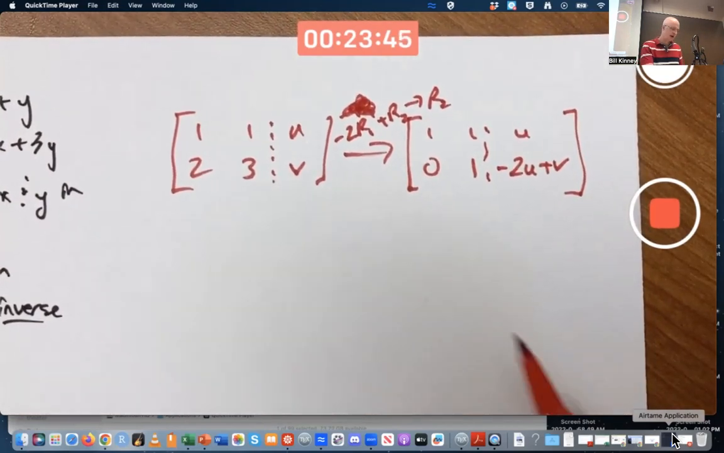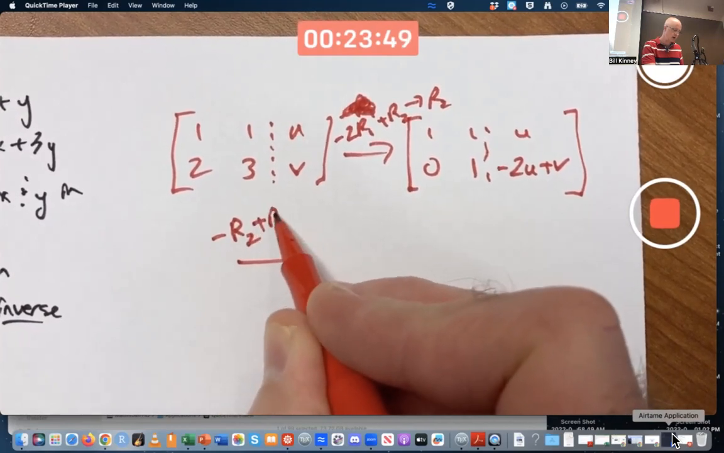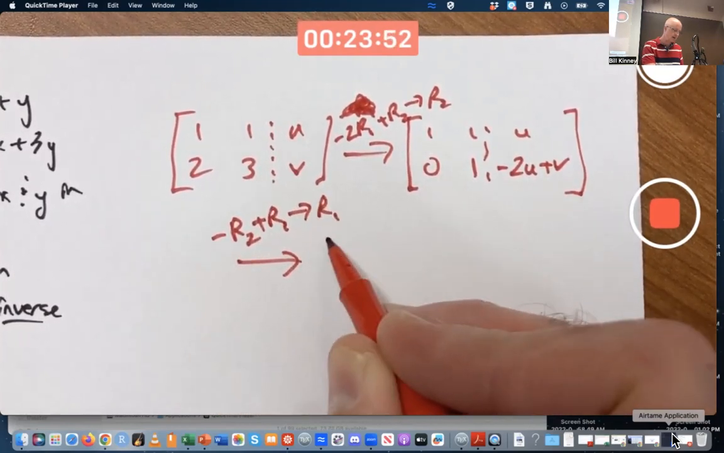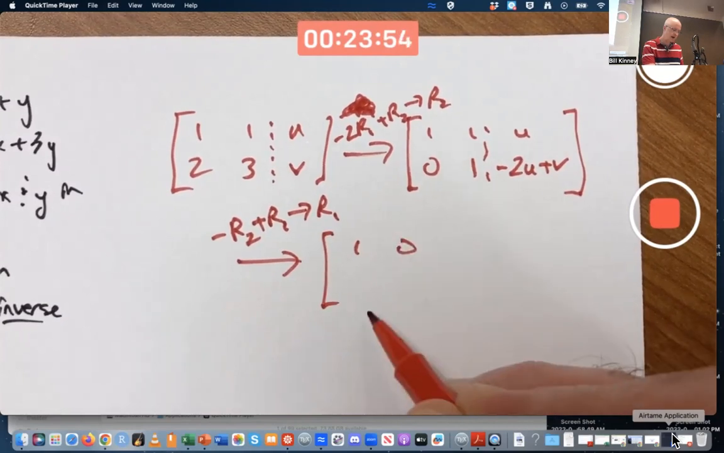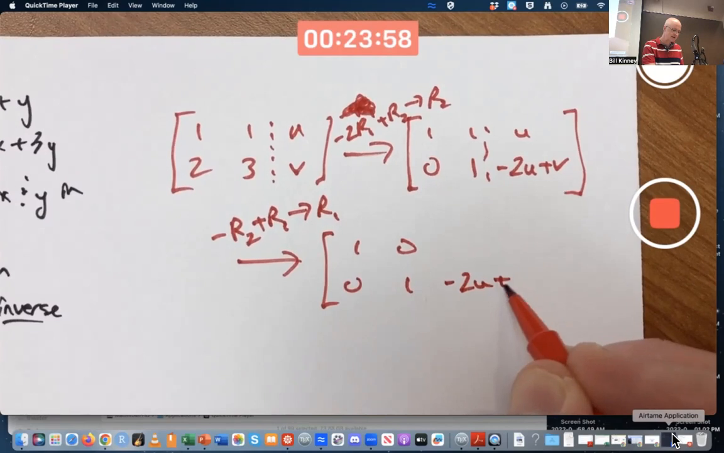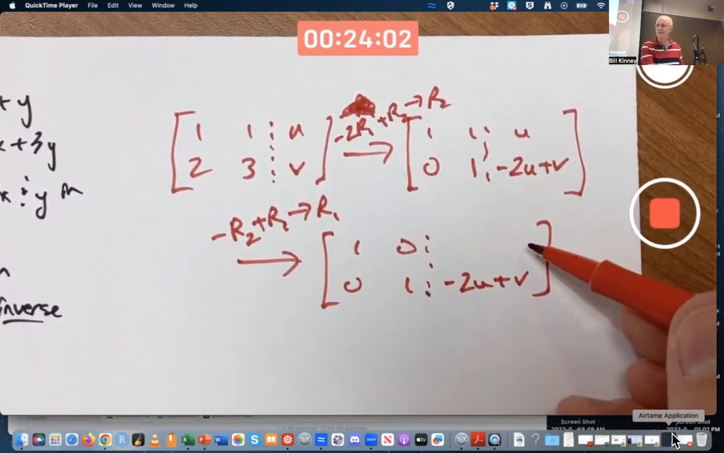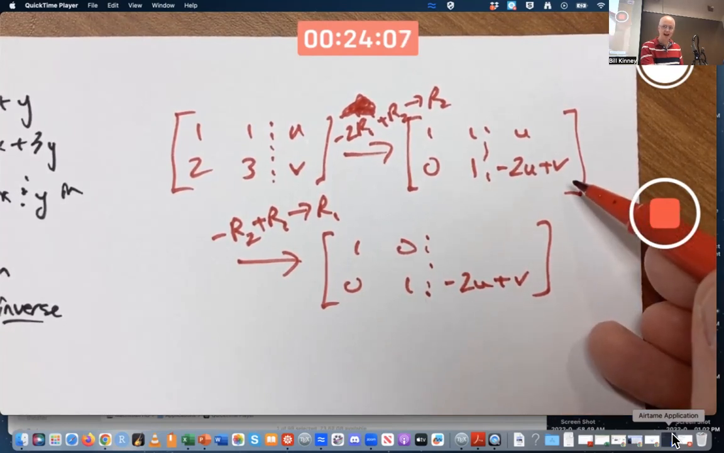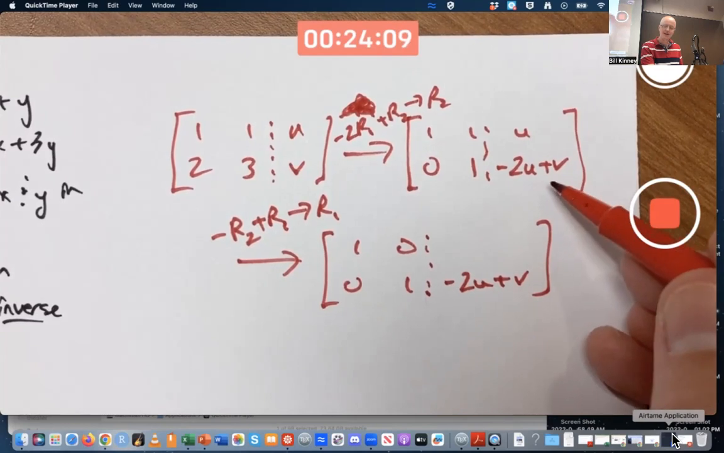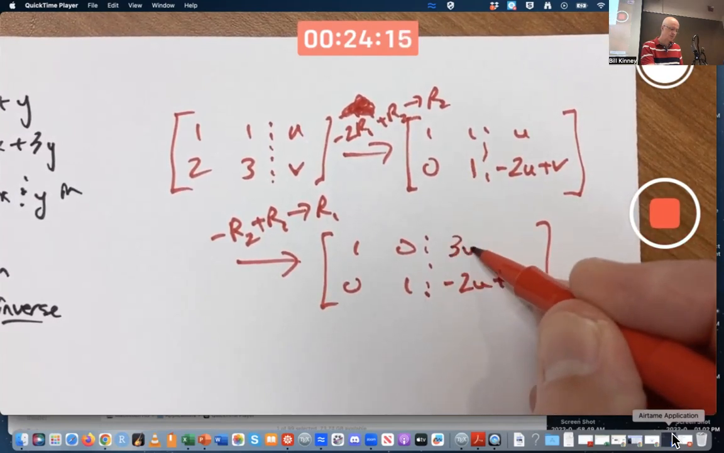Almost done. Now multiply row 2 by -1, add it to row 1 and put the answer in row 1 so that I get a 0 right there. Row 2 is going to stay as is. The only work you need to do is to figure out what goes there. I'm multiplying row 2 by -1, adding it to row 1. Multiply this by -1, I'll get a 2u minus v. Add it to u, it gives 3u minus v.